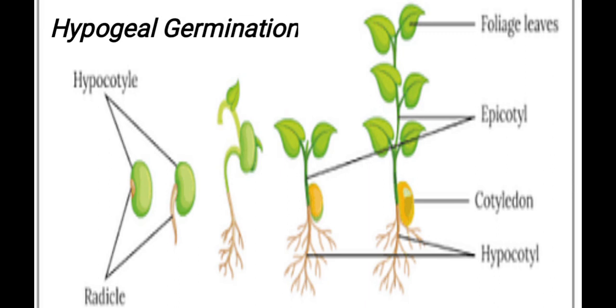Hypogeal germination. This is the type of germination in which the cotyledons remain below the soil. This type of germination is seen both in monocot and dicot seeds. In this case, cotyledons do not become green but gradually dry up and fall off. Seeds of gram, pea, groundnut, radish, mustard, maize, mango, rice undergo hypogeal germination.